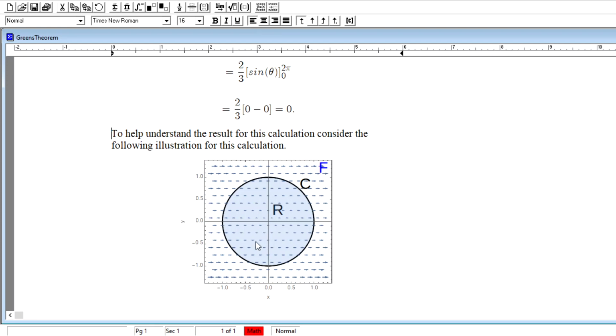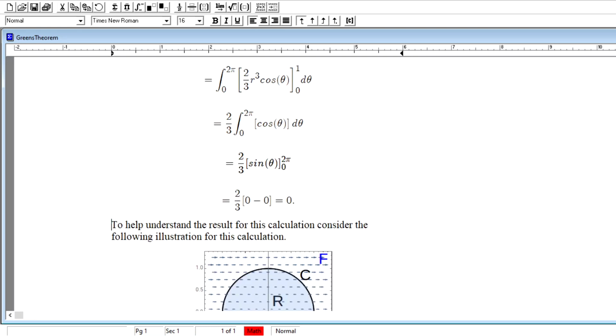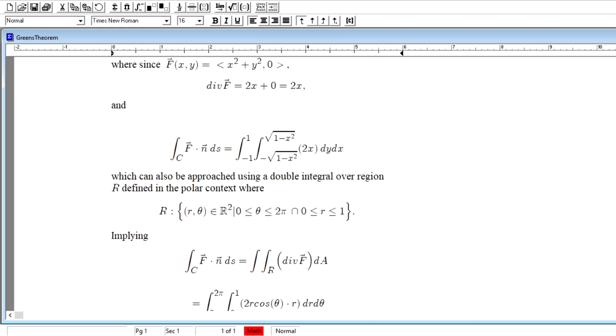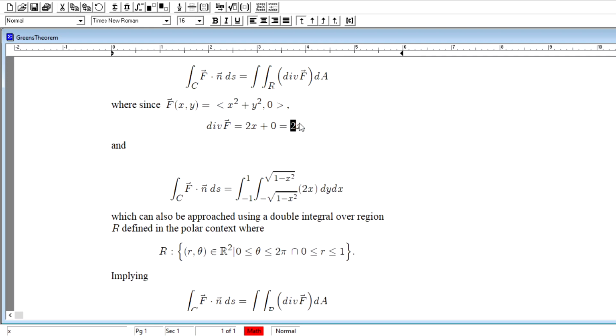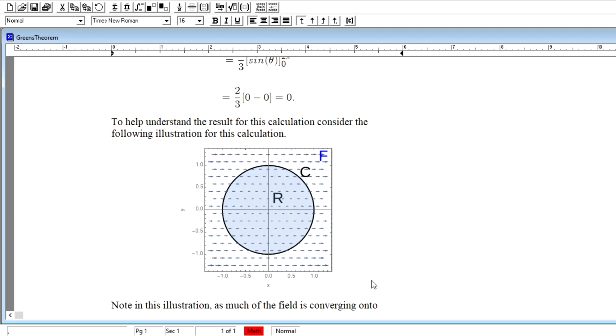And all that is also being described in this case by Green's theorem, by considering how all the points are diverging in this region R. That's all described by 2 times x. That just depends upon the value of x. For values to the right in R here, it's going to be 2 times positive values of x. And for values to the left, it's going to be 2 times negative values of x.